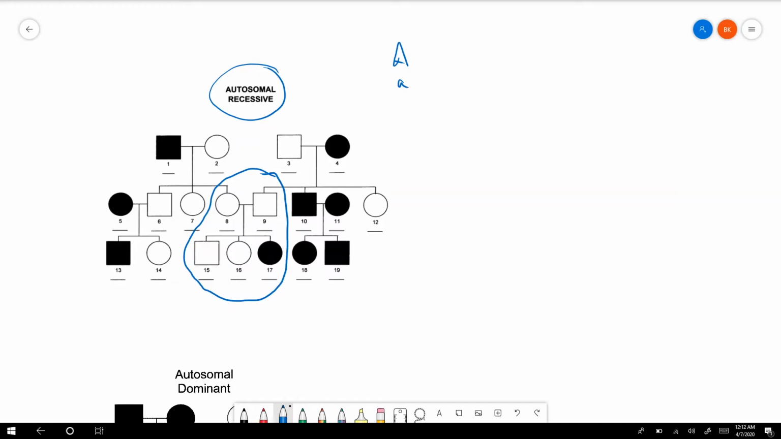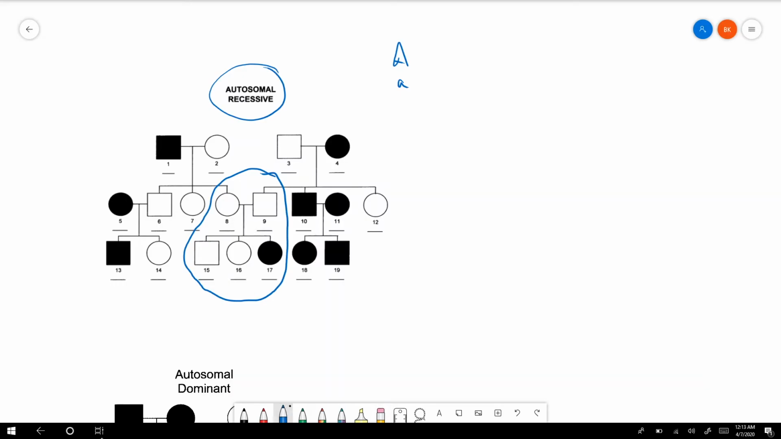We notice that number 17 has the trait. So what if this were dominant? Would this work? The answer is no. How do we know? If 17 had the trait and the trait was dominant, who did he get the big A from? He couldn't have gotten it from either parent, otherwise their circle or square would have been filled in. So no, that can't work. 17 cannot have a dominant allele. It just doesn't work.